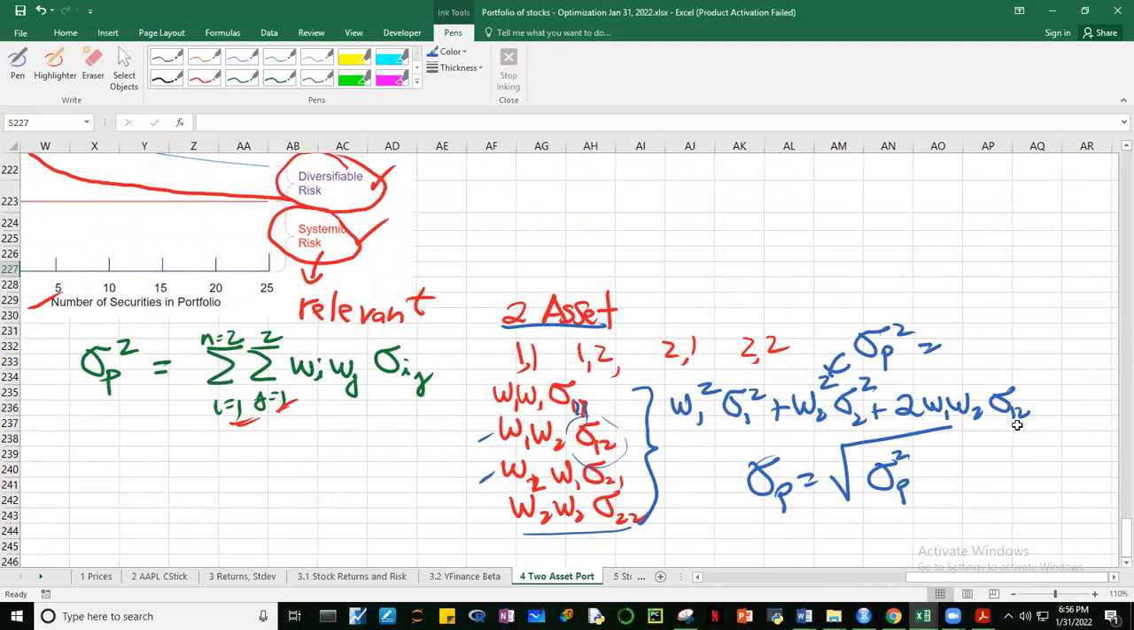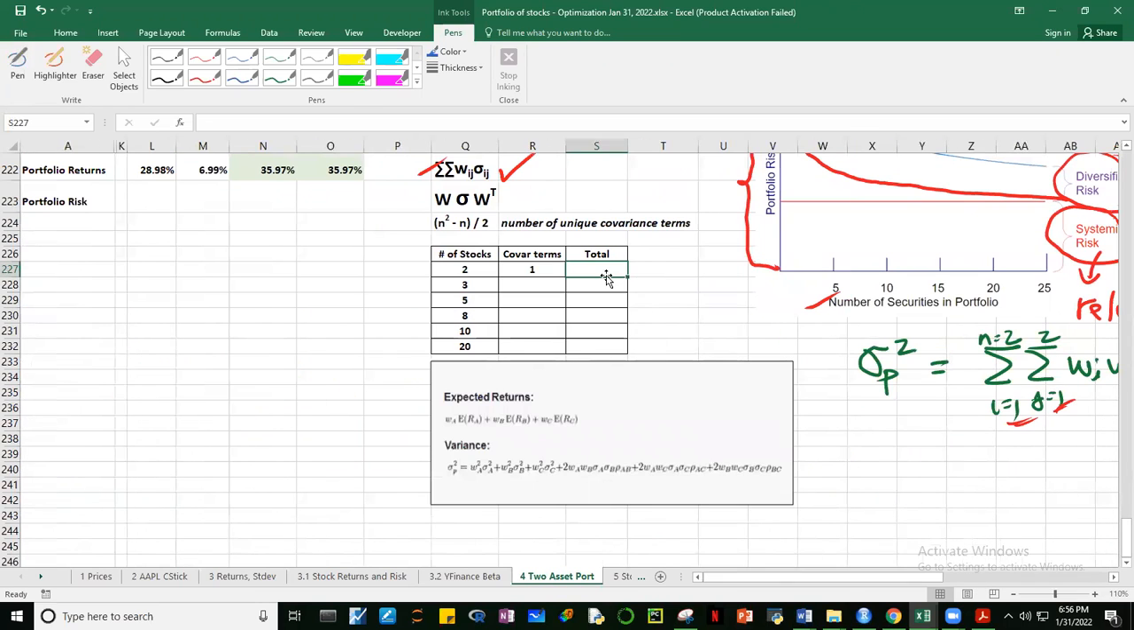Sigma 1, 2, isa lang. So when we add this, i-add natin itong dalawang to, 3 terms, no? Tatlong terms ang kailangan natin for a two-asset portfolio. Now, we can copy the formula down. Okay, imagine, guys, pag 3-asset portfolio na, 6 na terms yan.